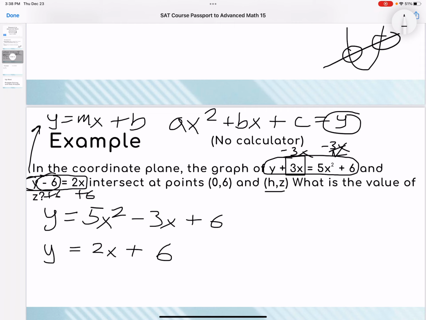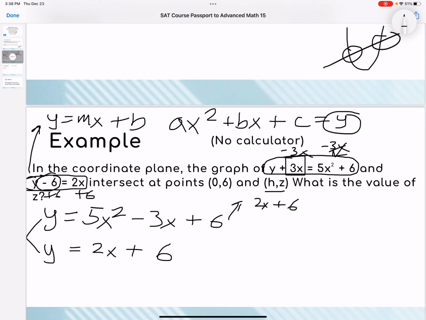And the way we do that is by saying, okay, if this quadratic equals y and the linear equation equals y, well, if they equal the same thing, then they must equal each other. So now we'll combine them over here into one equation. So we'll have 2x plus 6.